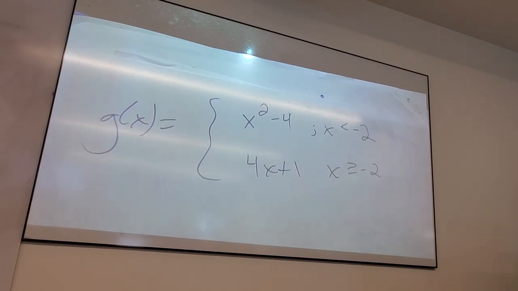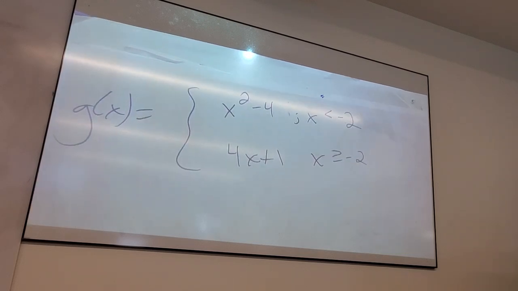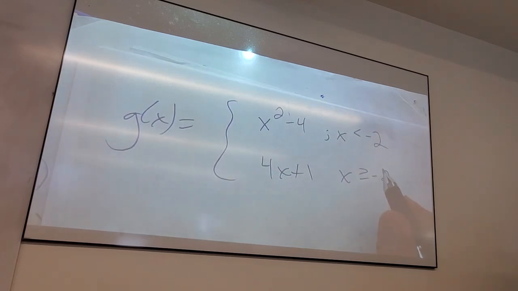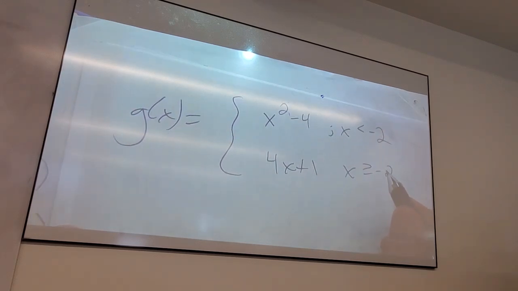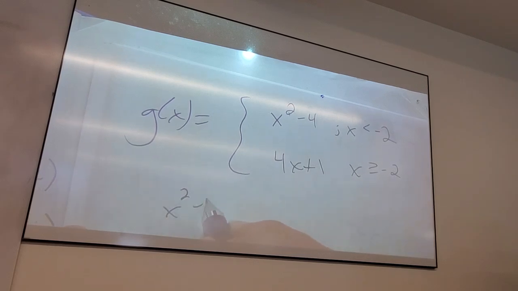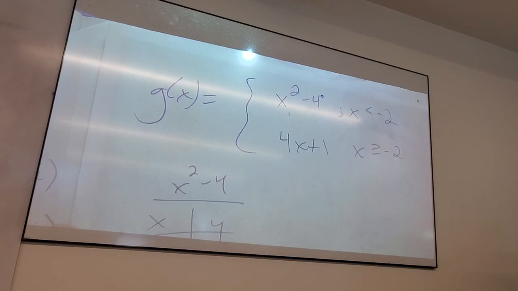How the hell are you gonna graph this thing? If I want you to graph this, how would you graph this? So, graph the top when x is less than negative. Yeah. So a pretty smart idea is to make a little table of values. But what inputs am I gonna use?